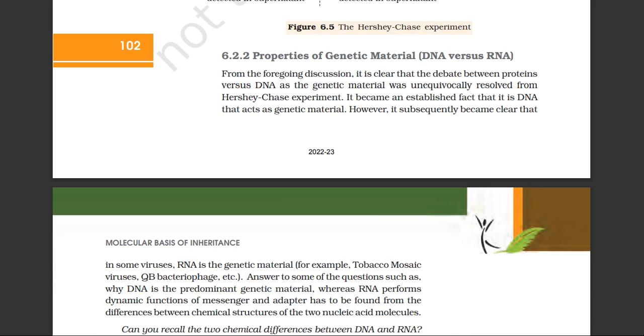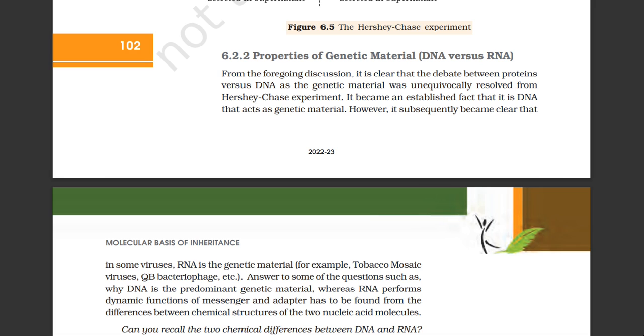6.2 Properties of genetic material, DNA versus RNA. From the foregoing discussion, it is clear that the debate between proteins versus DNA as the genetic material was unequivocally resolved in the Hershey-Chase experiment. It became an established fact that it is DNA that acts as genetic material. However, it subsequently became clear that in some viruses, RNA is genetic material, for example, tobacco mosaic virus, Qβ bacteriophage, etc.